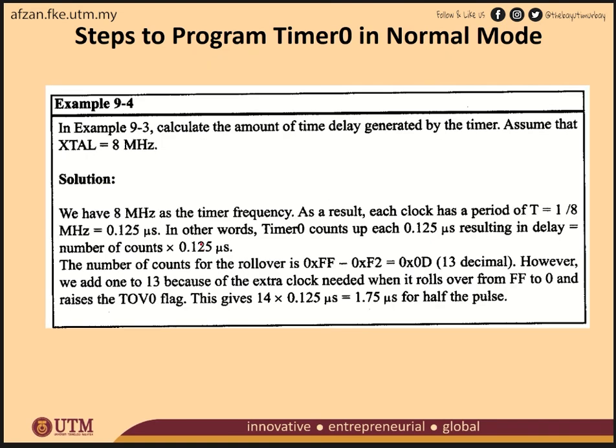Right, so let's look at another example. In example 9.3, calculate the amount of time delay generated by the timer. Assume that XTAL is 8 MHz. Given that XTAL equal to 8 MHz, you are going to calculate the delay.